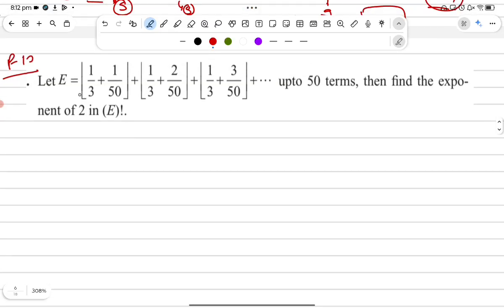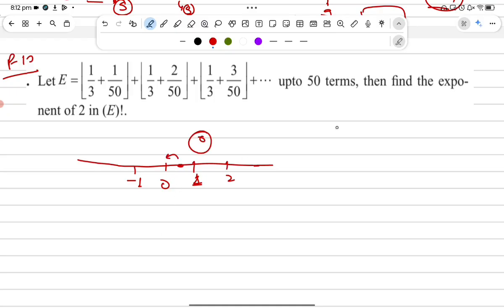So E is basically this thing. Wow. I want you to understand this once, let me just draw a number line. This is 1, this is 2, this is -1. So if there is a number here, its greatest integer function is always going to be 0. If a number is less than 1 but greater than or equal to 0, its greatest integer function is going to be 0.